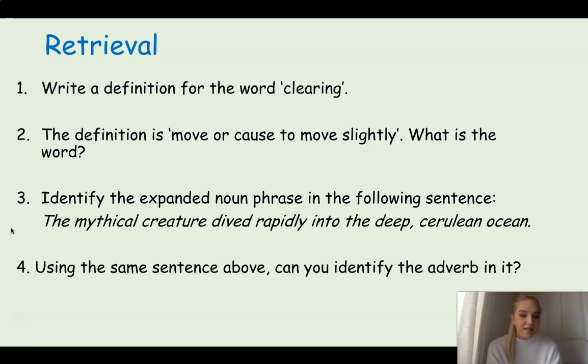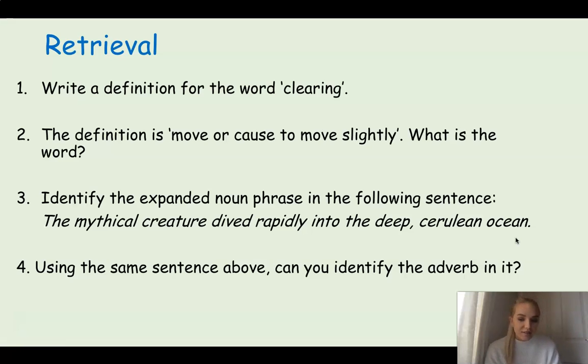Number 3, identify the expanded noun phrase in the following sentence. Well, we know an expanded noun phrase needs the determiner, the 2 adjectives separated by a comma, followed by our noun. So the deep cerulean ocean is our expanded noun phrase here.